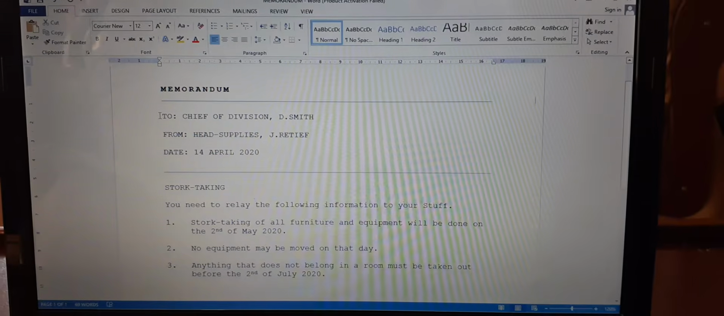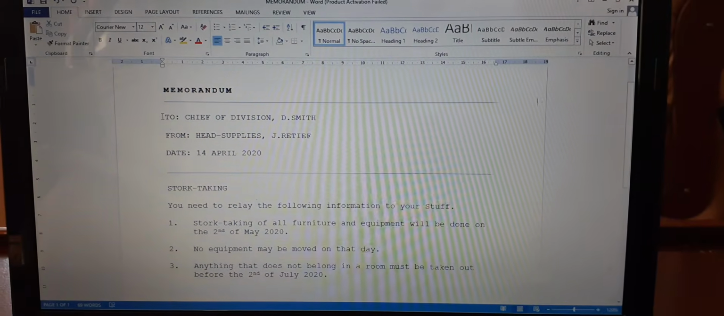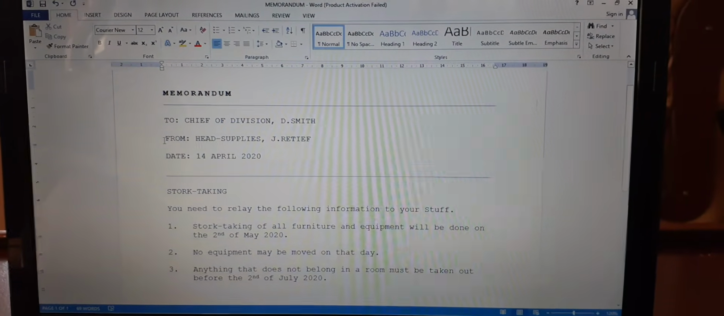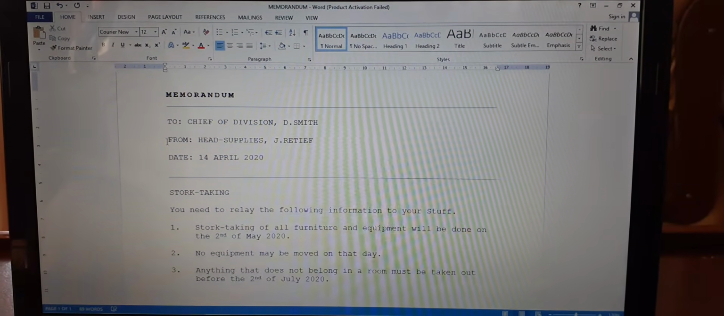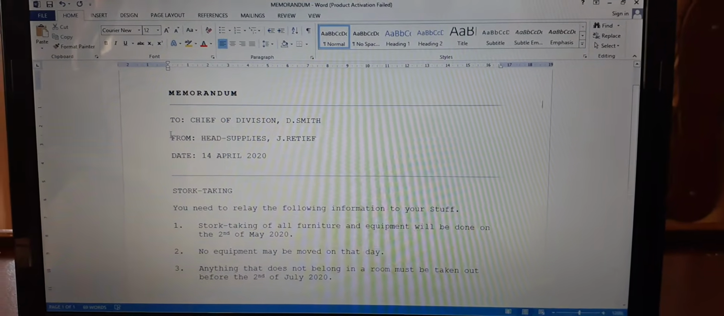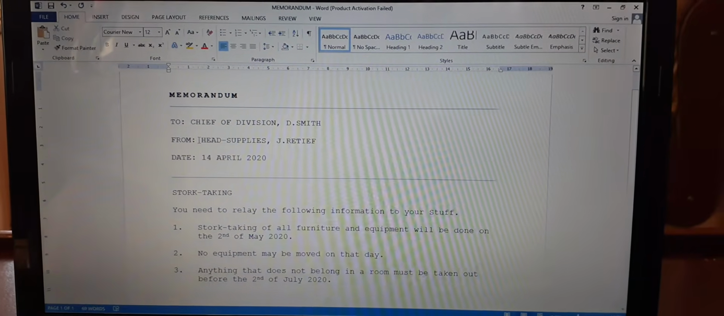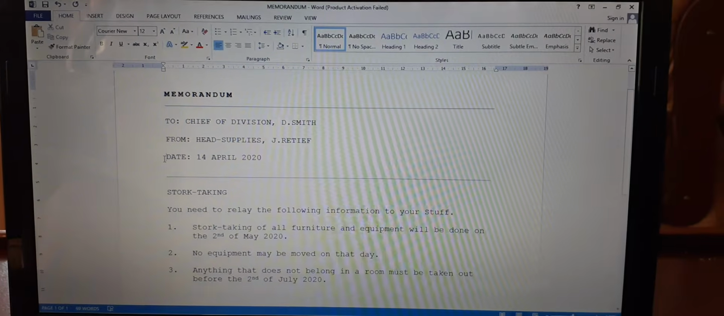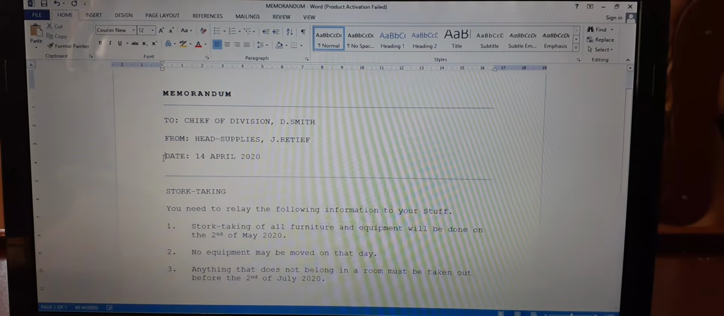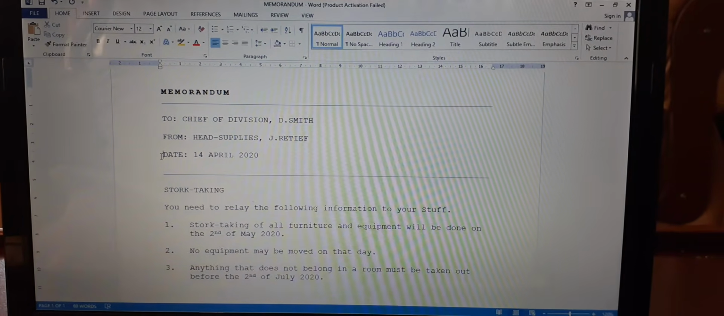To is the person that you are writing the memorandum to. And then From indicates the student or the person who is writing the memorandum. And the Date indicates the day that you have compiled the memorandum.